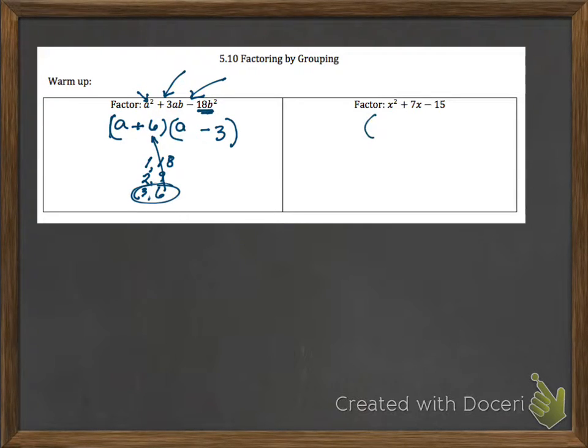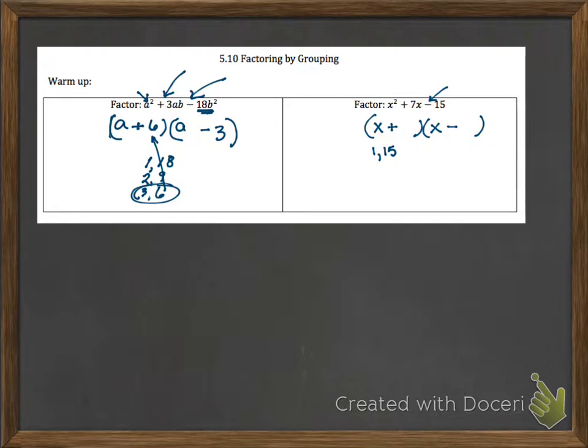And then looking at our other example, again, the minus for the last term means that our signs will be different, so that you have a positive times a negative giving you a negative. We want the square root of the first term, and then I want to think through factors of 15. That will give me a difference of 7.